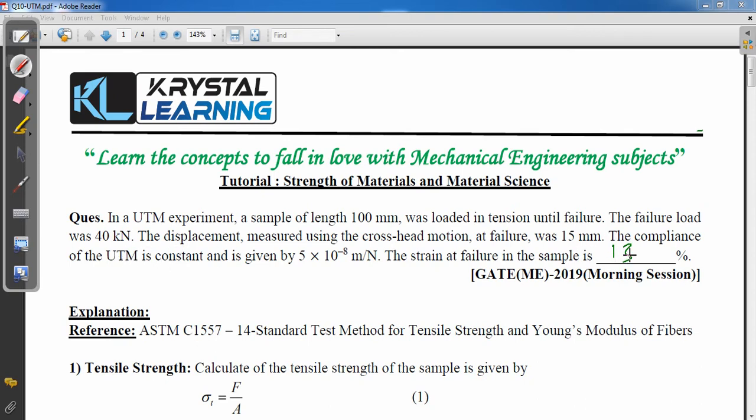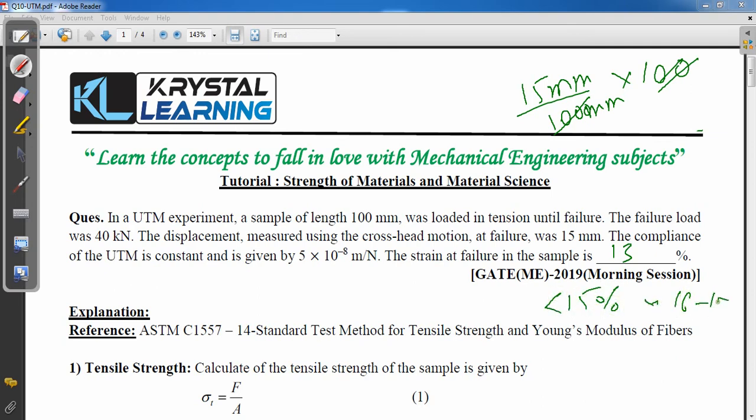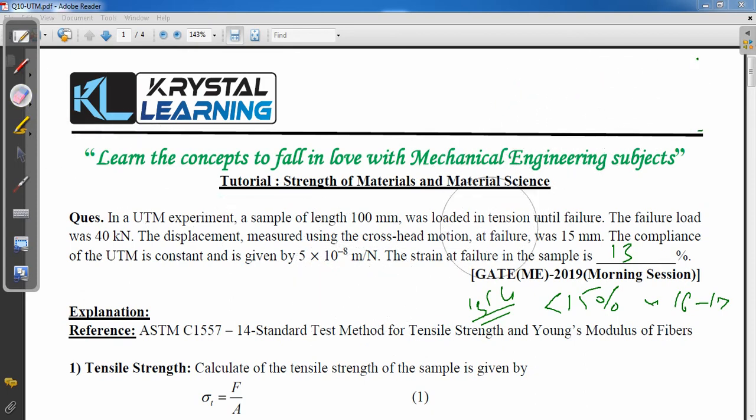If you don't know what compliance is and you have to give a blind guess, you can simply, in the starting, know that the change in length in the sample will be 15 mm at max, divided by original length 100 mm into 100. So it will be less than 15%, not more. You can't give 16 or 17%. So if you write 14% or 13%, that is a blind guess, because some of the institutes gave 2% when the GATE answer key was not there. So this is just a blunder. So for blind guessing, you have to know the concept also. We know that it will be less than 15%.